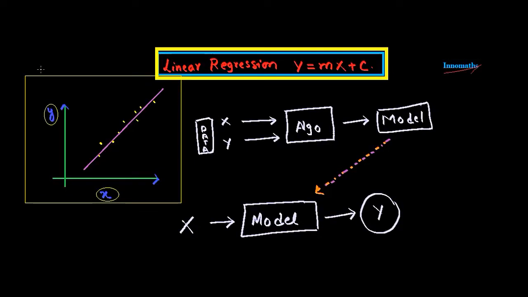Hey guys, welcome back. This is our second tutorial in our machine learning playlist, and in this tutorial we'll see linear regression. Here in this video we'll look at simple linear regression, where only one independent variable and one dependent variable is present. Okay, so let's first see what is independent and what is dependent variable.